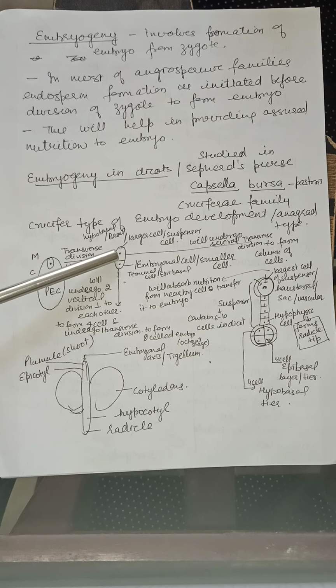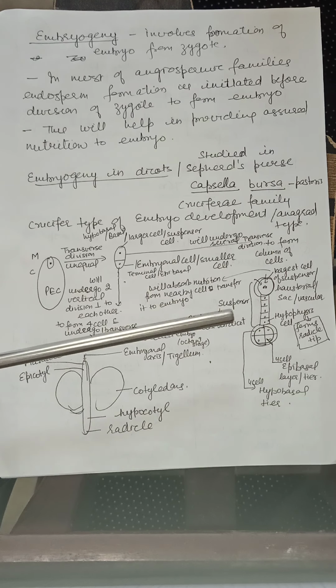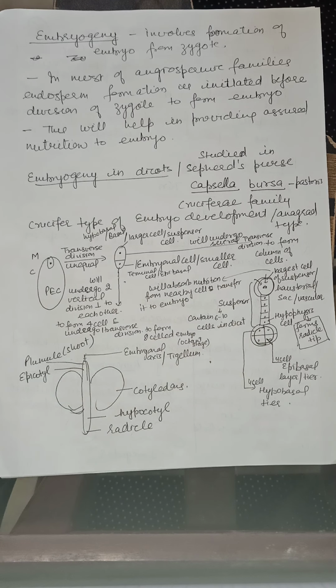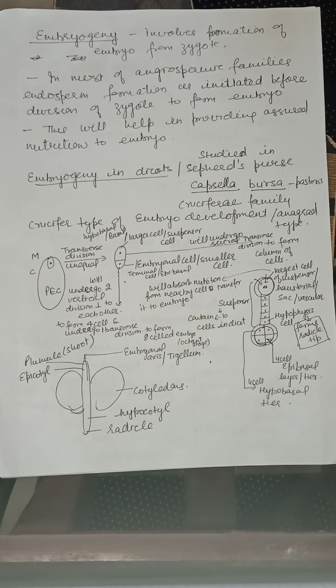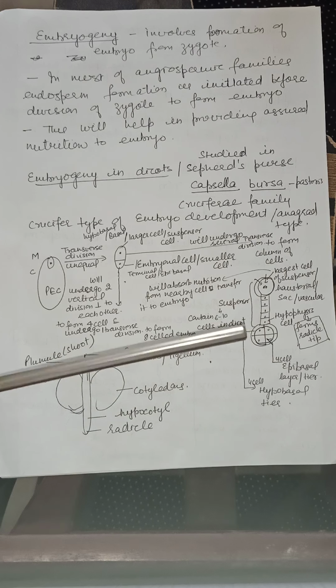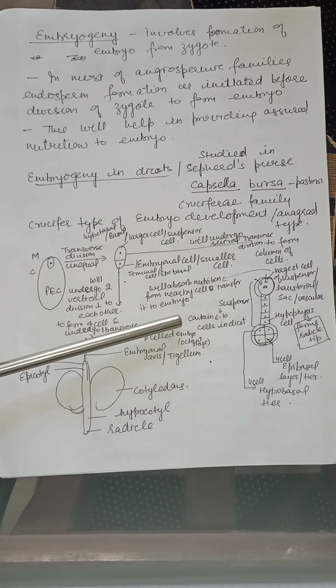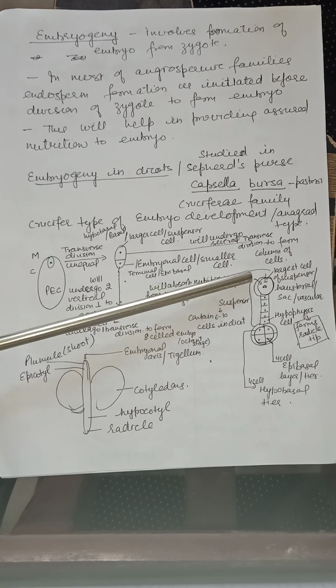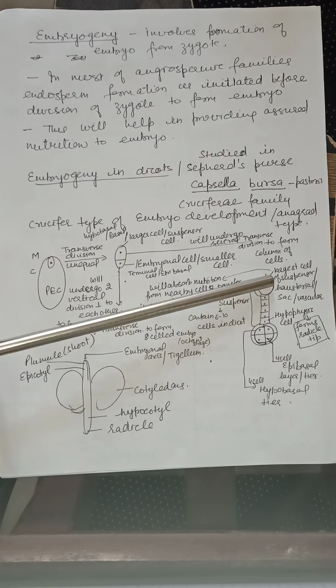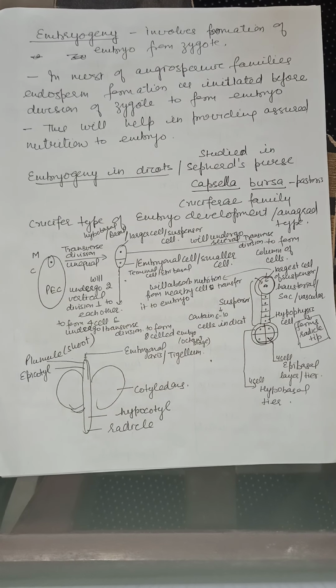Now what happens? This larger cell or suspensor cell will undergo transverse divisions to form a column of cells. This column of cells is known as the suspensor, and in dicots the suspensor generally contains 6 to 10 cells. The last cell of the suspensor towards the micropylar end is big in size. This cell is known as the haustorial cell.